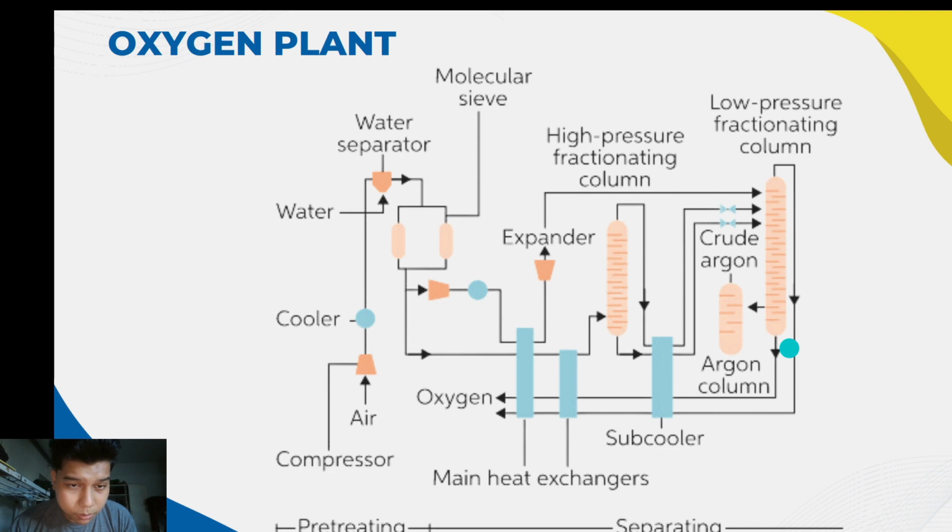The liquid oxygen mixture, called crude liquid oxygen, is drawn out of the bottom of the lower fractioning column and is cooled further in the subcooler. Part of this stream is allowed to expand to nearly atmospheric pressure and is fed to the low pressure fractioning column.